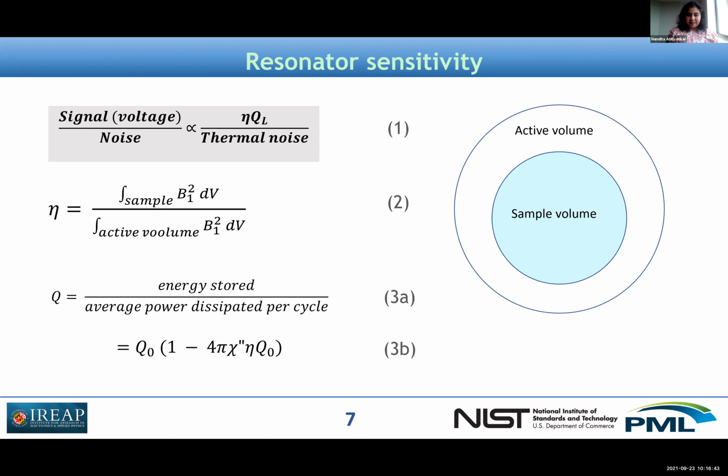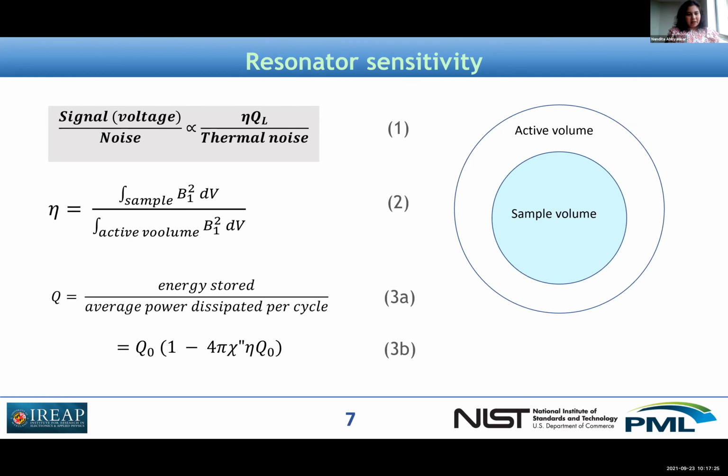And again, the resonator sensitivity then depends on the fill factor and the Q factor. The Q factor is again dependent on, has a fill factor dependent term in it. If you look at equation 3b, and if you compare equation 2 and equation 3b, you'll see that there is an intrinsic contest between eta and Q, so that as we increase eta, the Q decreases automatically. But this is for energy that's being dissipated by absorption from a paramagnetic sample, right? So this is magnetic dissipation.